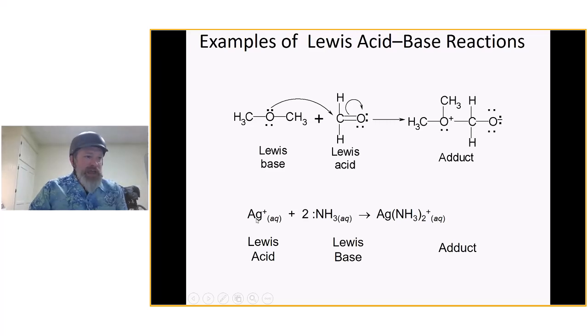You can also have the reaction of metal complexes to form Lewis acids and bases. So here we see a lone pair from two ammonias are donated to a silver, forming an adduct where the silver is complexed with two Lewis bases, NH3s, as the adduct.